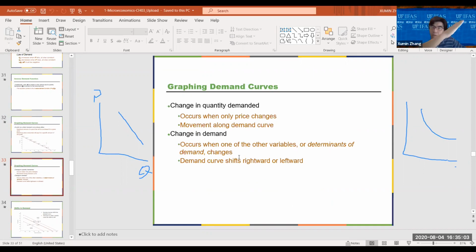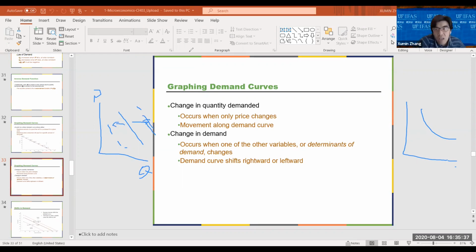A change in quantity demanded means moving along the curve. You need to make sure you understand this part. If I talk about a change in demand, that means a shift. Let me draw this for you. This is the shifting. You can shift it to the right side or you can shift it to the left-hand side.